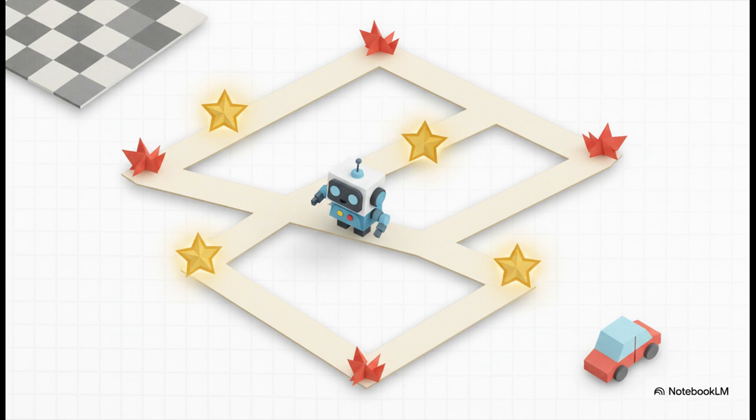You have an agent interacting with an environment. When it does something right, it gets a mathematical positive reward. When it crashes or makes a mistake, it gets a negative penalty. By running millions of trial and error simulations, the algorithm learns to maximize its total reward, which is exactly how systems learn to play grandmaster-level chess or navigate highly complex self-driving cars.